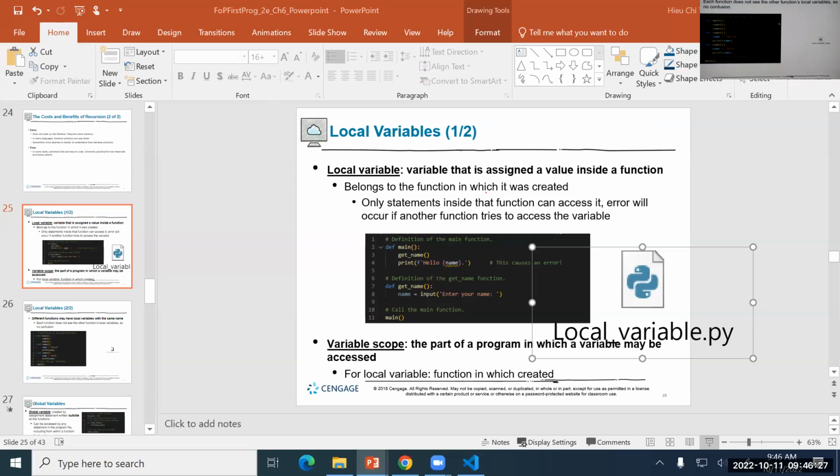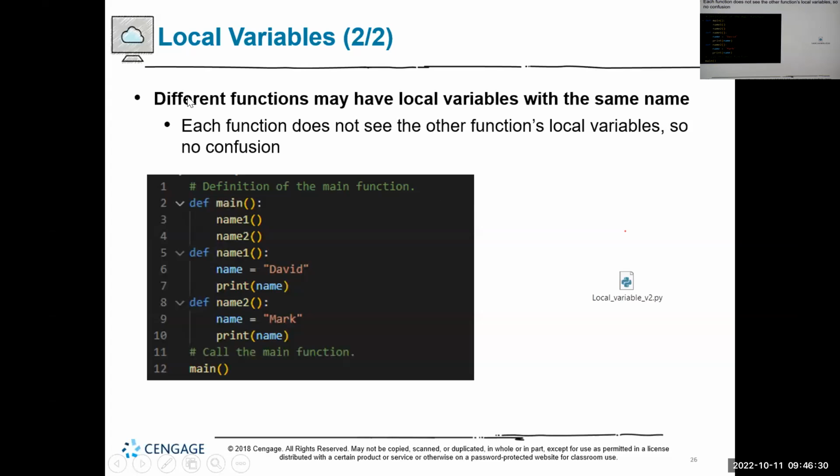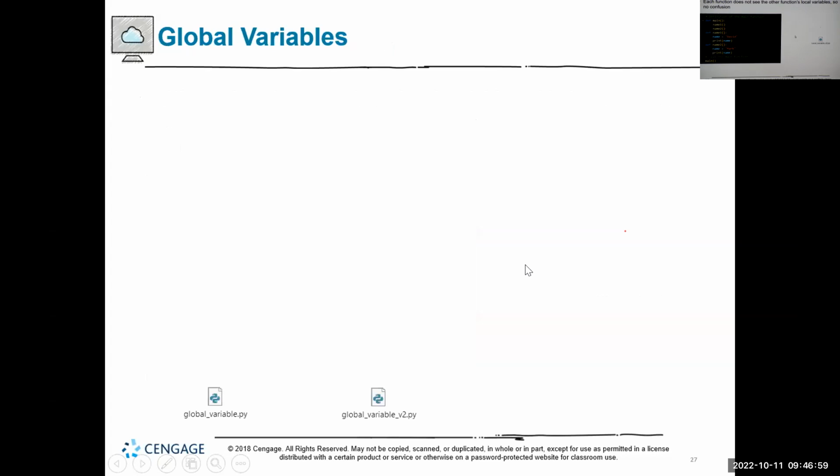Okay, so that is a local variable. In a different function, you may have a local variable with the same name. It doesn't matter, right? Because the name is only contained inside the function. So think about this one here. You have function number one with a local variable name, and you have another function number two, and again they have a local variable name here. Even though they have the same name, it doesn't matter.